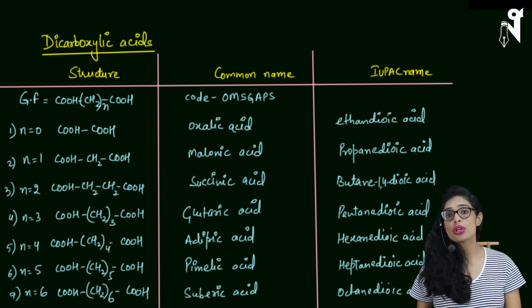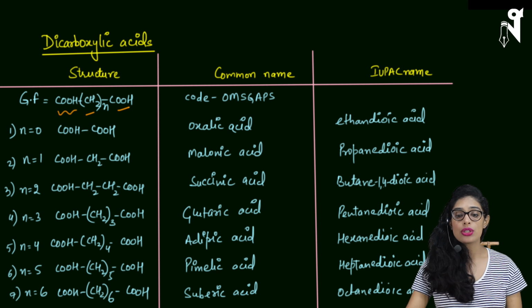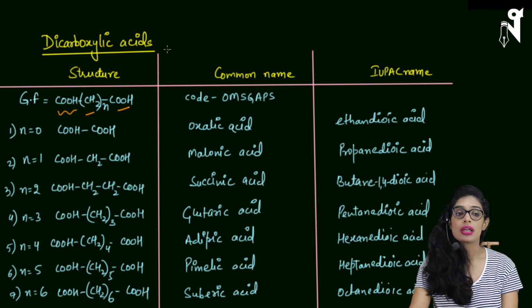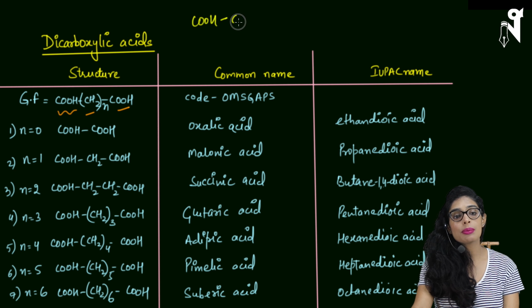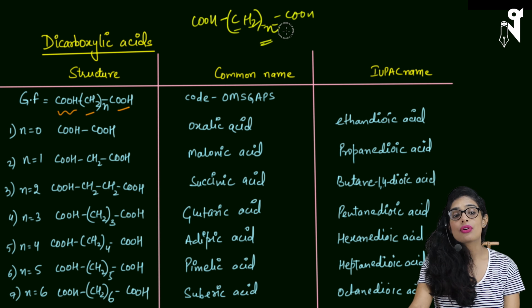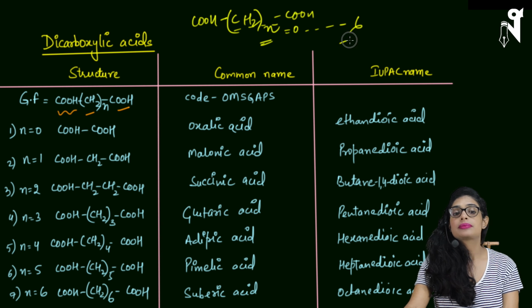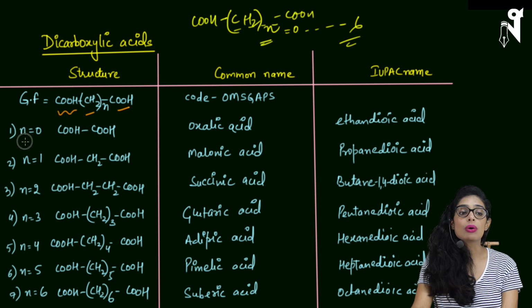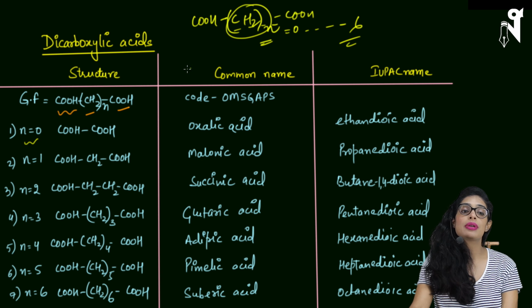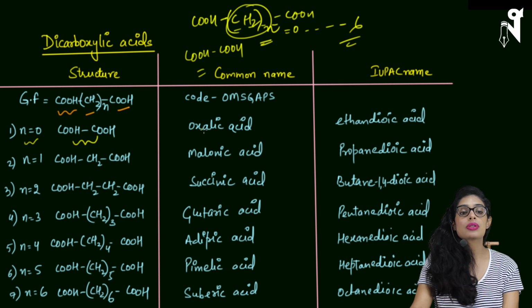Okay, so the general formula of dicarboxylic acid is going to be COOH, (CH2)n, COOH. So your chain will start from COOH, then there will be some carbons in between, and then it will end at COOH. Now this n can start from 0 and can go to any number, but we will be dealing only till 6. So if I have 0 CH2s in between, that means one COOH is directly connected to the other COOH. That's how the structure would be. In this case, the common name of the compound is going to be oxalic acid.